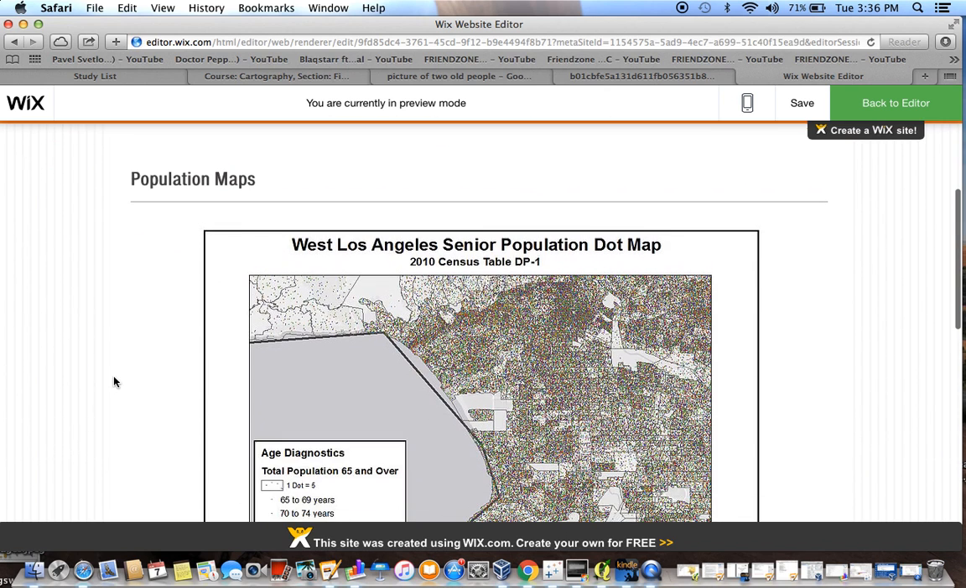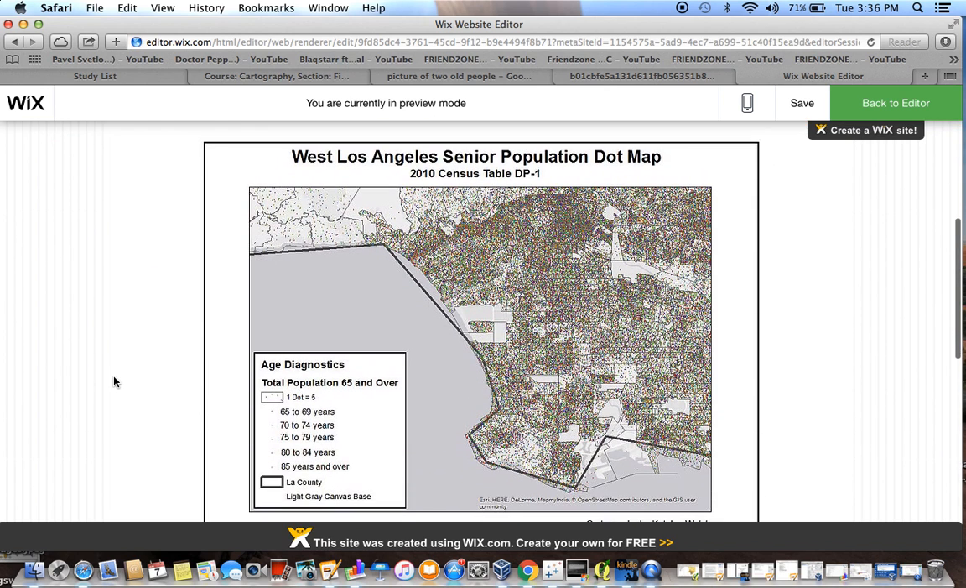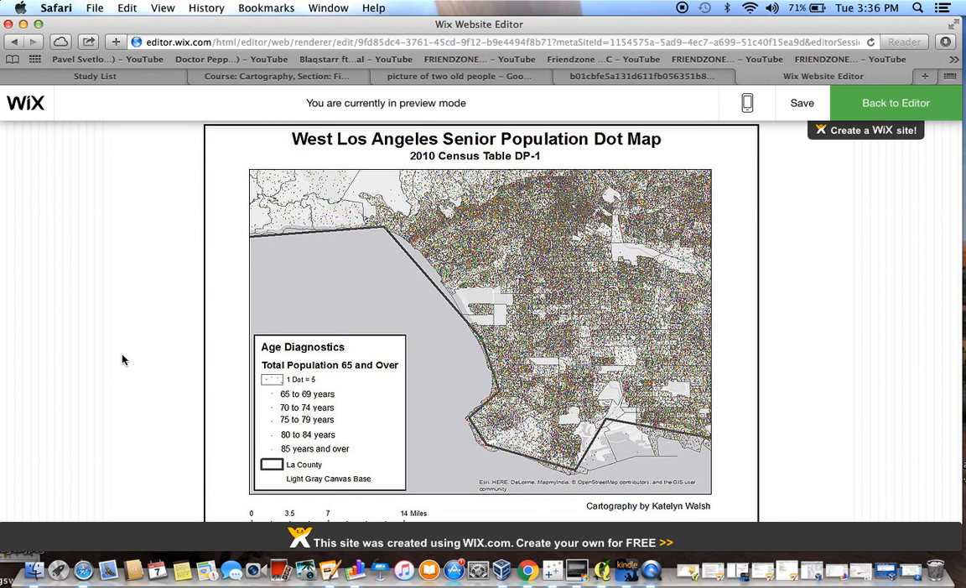I also created two population maps. The first one is a dot density map of total population age-specific groups ranging from 65 to 69, 70 to 74, etc. I chose to do various groups on this dot density map to see if there was any differentiation in where these specific age categories live.